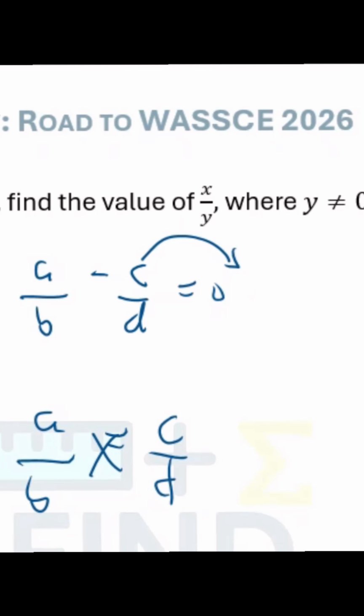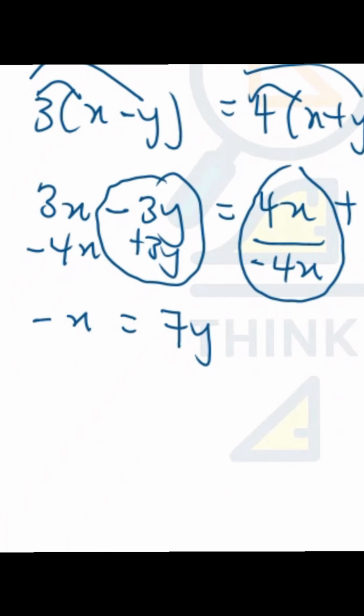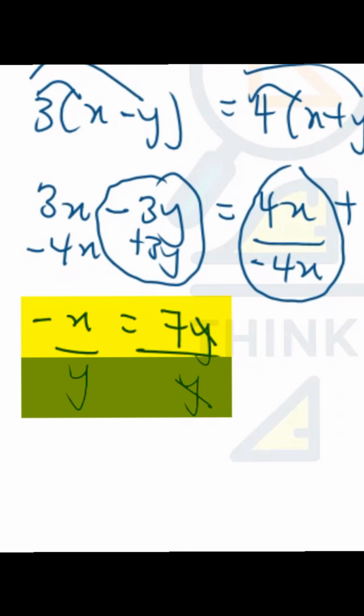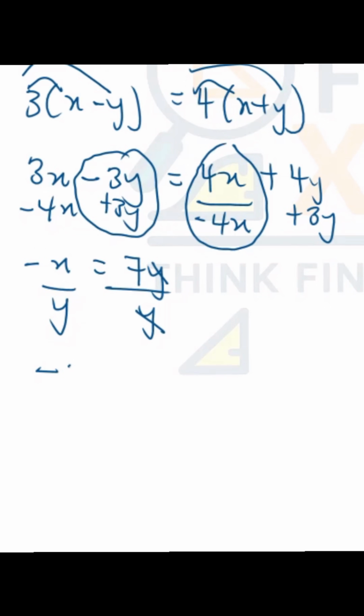Now look at this. What are we looking for? We are looking for x over y. So I can decide to divide this side by y and this side also by y. Then y divides y. But we know that y is not 0. If y is 0, obviously it will make this whole thing undefined. So y is not 0. That is why we are dividing by the variable. Take note of that. So we have negative x over y is equal to 7.